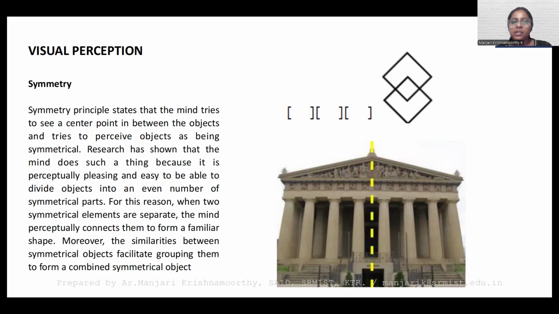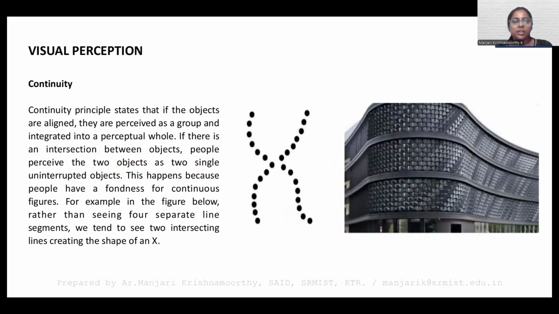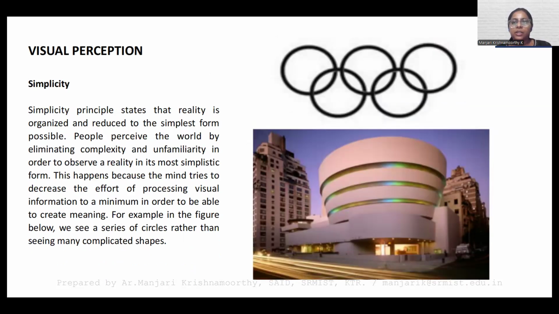The mind purposely connects them to form a familiar shape, so that they seamlessly look very identical for us to do the grouping. Continuity. It's very seamless or very continuous. We also call that sinuous, meaning it keeps on going. So two objects as a single uninterrupted object. Simplicity, where there is less room to talk about aesthetics, but also unfamiliarity in the structure, where the mind tries to decrease the effort of processing what exactly this complexity is, but visually the information is at a minimum in order for us to create meaning.